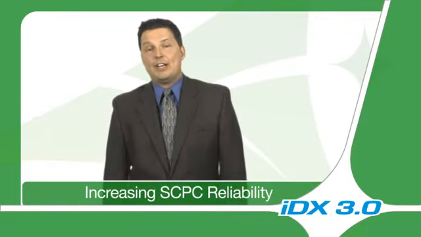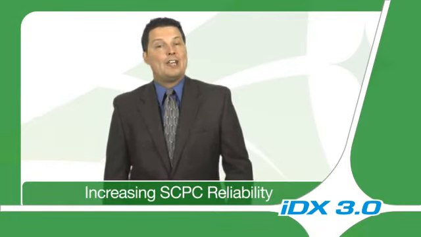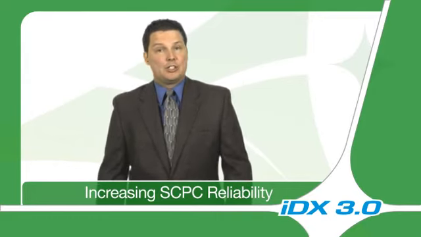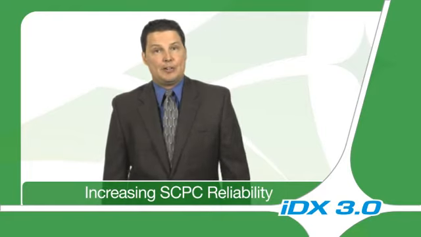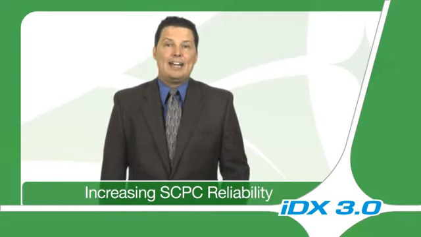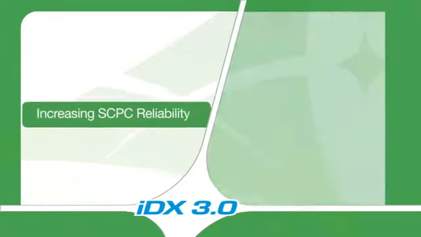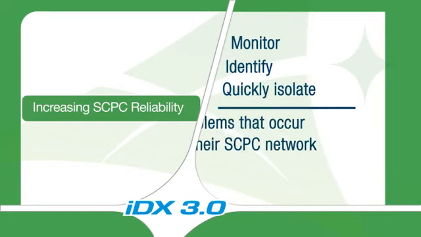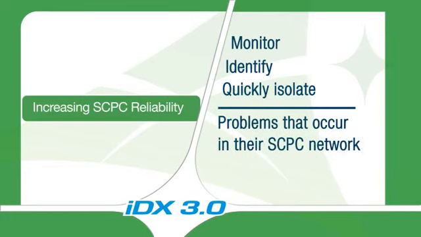Now let's spend a minute on network management. One of the traditional weaknesses of SCPC has been lack of network visibility. If a given customer's SCPC link goes down or experiences trouble, oftentimes the operator has very little notice or very little ability to isolate the problem. iDX 3.0 changes this. Now with the iDirect platform, operators can proactively monitor, identify, and quickly isolate problems that occur in their SCPC network, just as they would with TDMA. This leads to network efficiencies and much greater customer satisfaction.